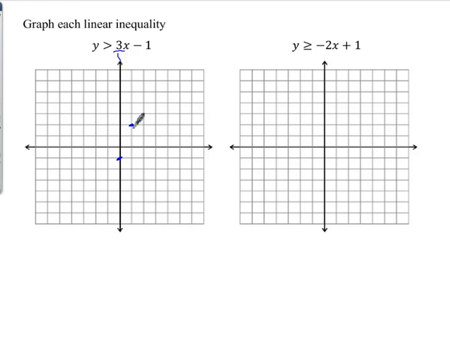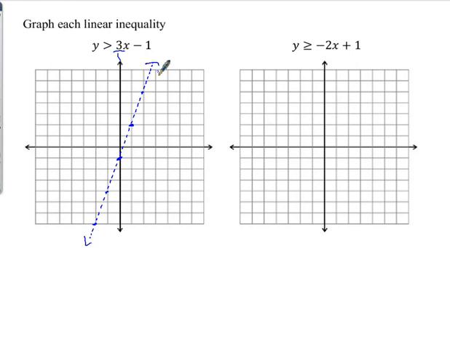So I'm going to put some more dots on there just so I get a nice accurate line. Up 3 over 1. Or I could go down 3 to the left 1, down 3 to the left 1. Okay, so I have my dots in there. Now what? It's a dotted line because of the inequality saying greater than, not greater than or equal to. So make sure you get that dotted line in there really well. Again, accurate is better, especially in the next chapter.